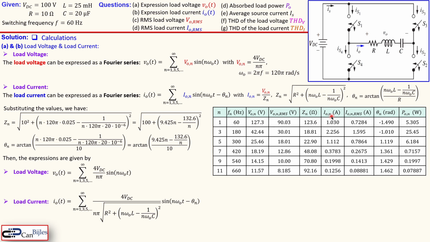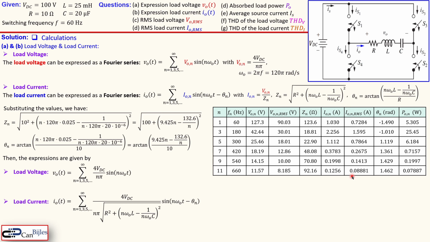The load current is calculated using Ohm's law. That is actually just the load voltage divided by the impedance. So then you get this one. That's just, of course, the amplitude of the load current components. And you get now these values if you go from 1 to 11. Of course you need to go up to infinity in theory, but this is good enough for most cases.